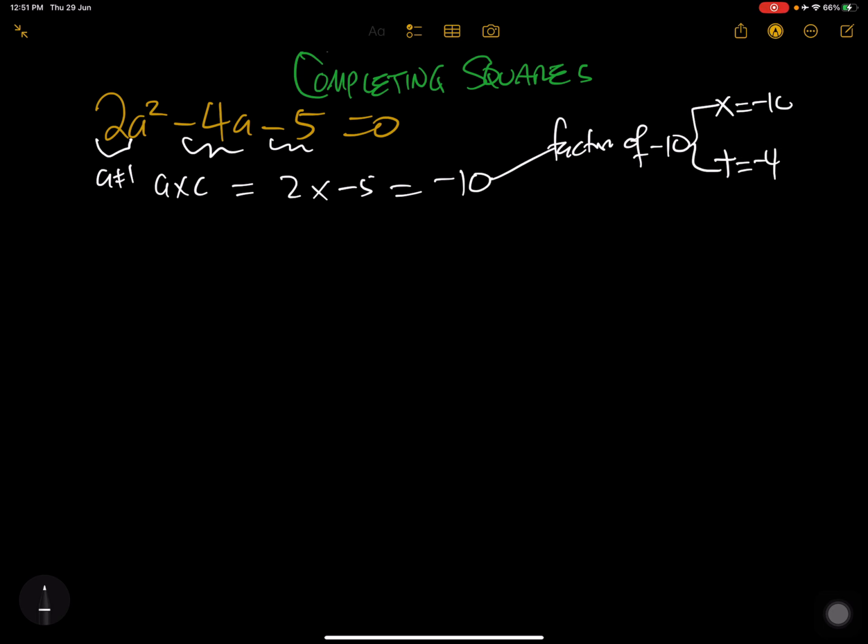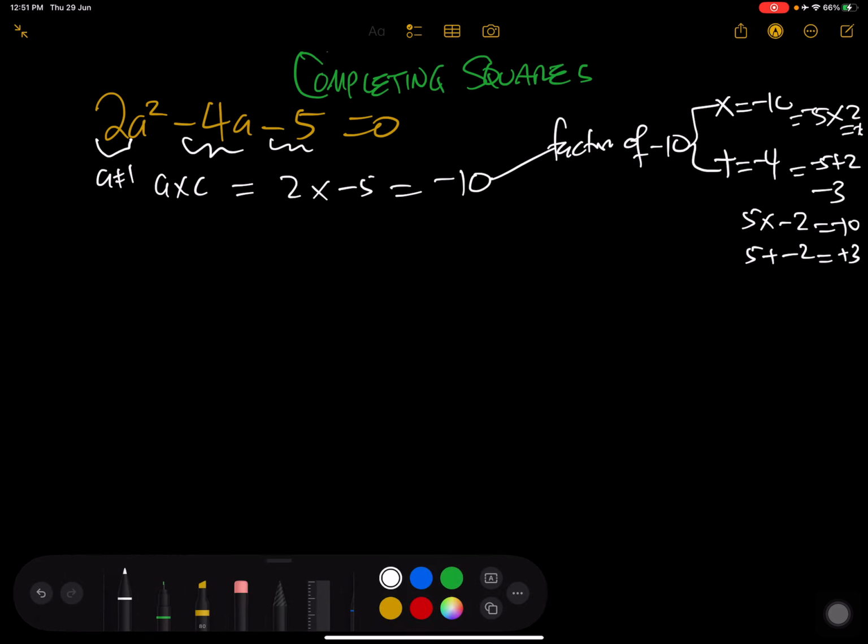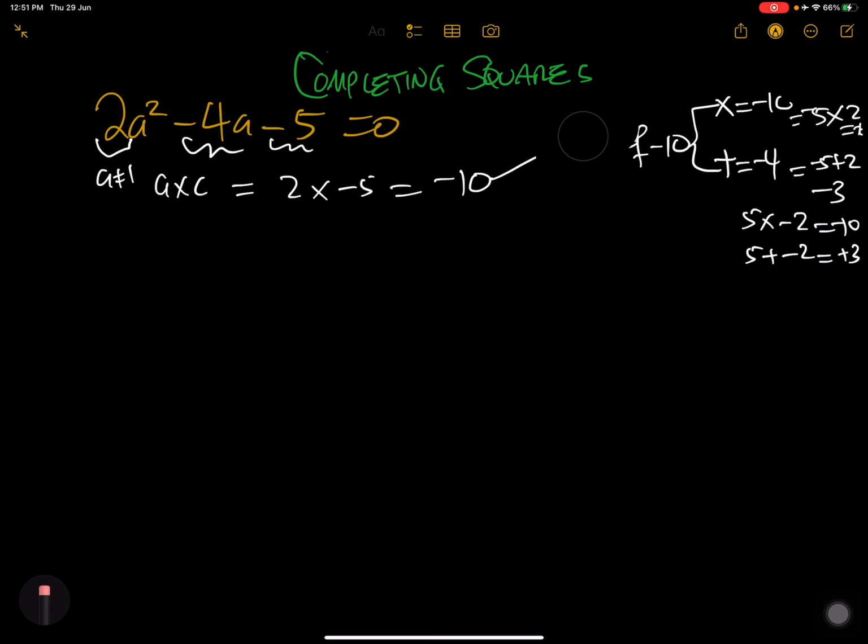Now, what are the factors of 10? It's going to be 5 times 2, where either one of them is negative. If we add negative 5 plus 2, we get negative 3, which is not the negative 4 we are looking for. If we do 5 times negative 2 and add, we get positive 3, and the product is negative 10. It still doesn't help us. So you can tell that the first method is not going to help us, and if the first method cannot help us, then the second method cannot help us.